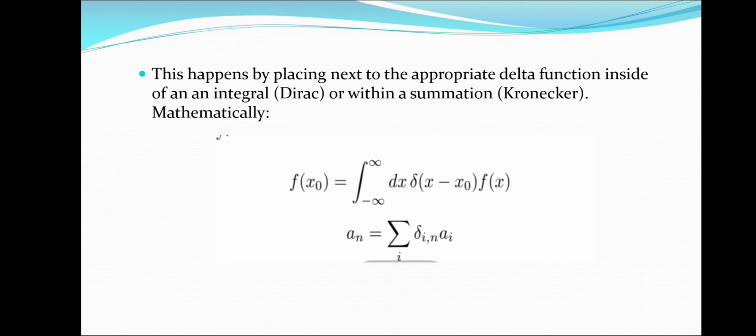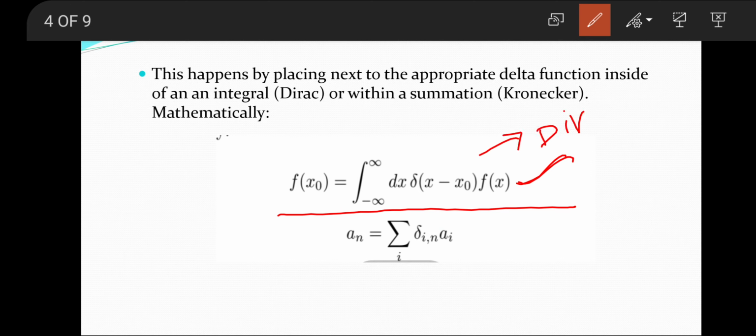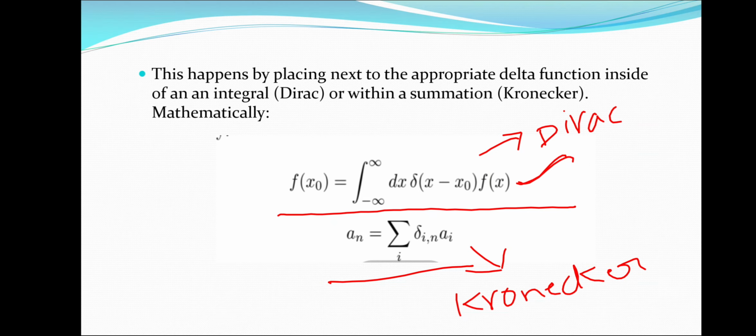Therefore, this first equation is the mathematical representation of the Dirac delta function, and the second equation is the mathematical representation of the Kronecker delta function. In today's class we are going to discuss this Kronecker delta function in detail.